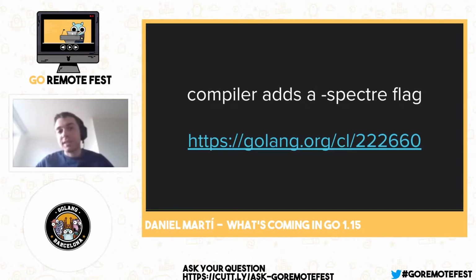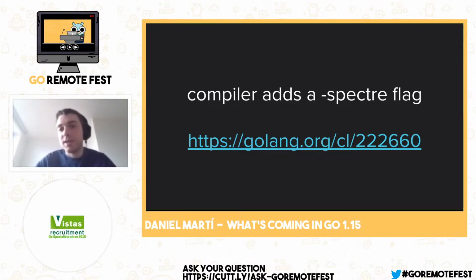Another change is that the compiler now has a Spectre flag. And what this does is it lets you enable some Intel speculative execution protections. So the only one that's implemented now is that you can avoid speculation past index bounds checks. So this might be useful if you run Go in some sensitive environments or dealing with sensitive data. You can look at the CL and decide for yourself. It is not enabled by default, by the way.